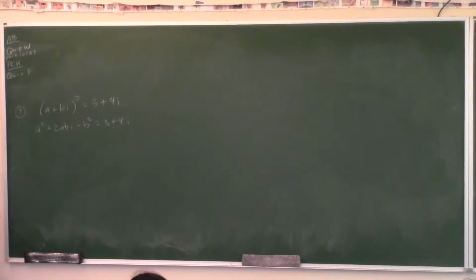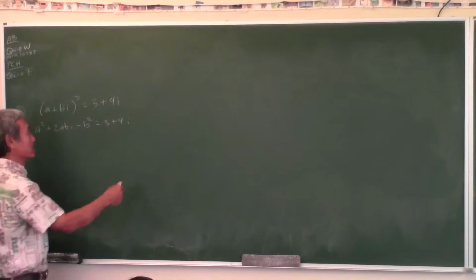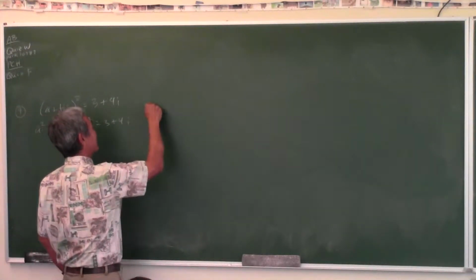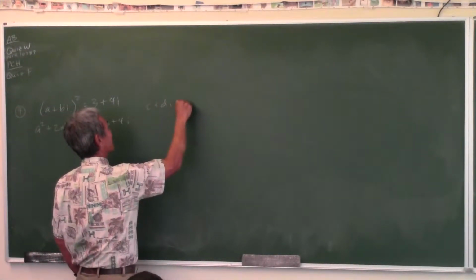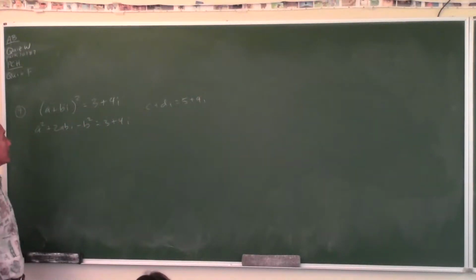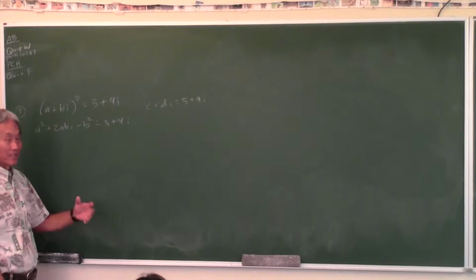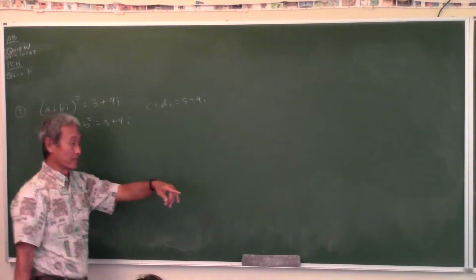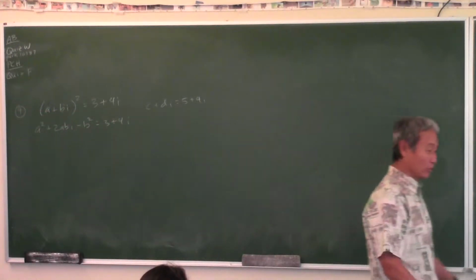Yes. Okay, now when you work with complex numbers, you always work with the real and the imaginary part separately. So here, let me give you an easy problem. If c plus di is equal to 5 plus 4i, what is c? C is 5, and what is d? 4.